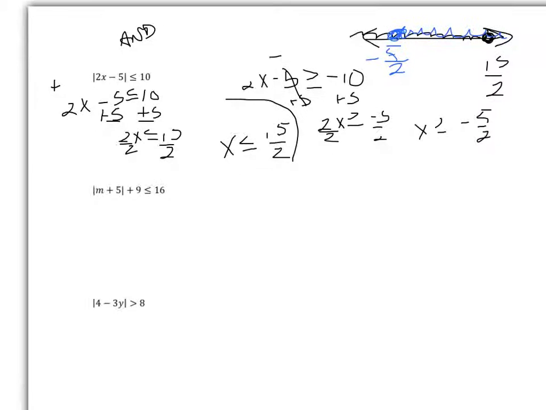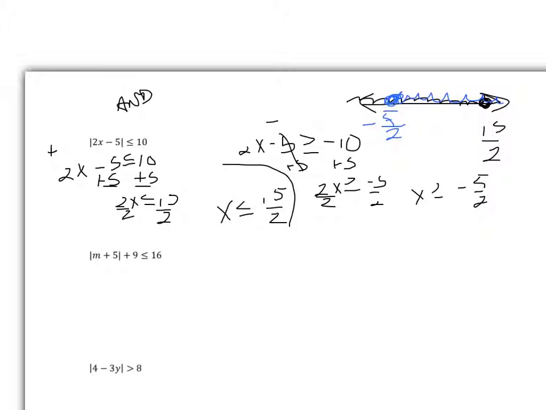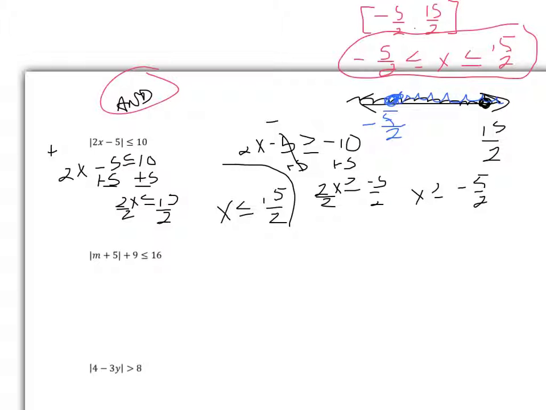So there's a couple different ways we could talk about this. We could use interval notation, that is, the interval from negative 5 halves to 15 halves. Or we can say negative 5 halves is less than or equal to x, which is less than or equal to 15 halves, because anytime we have an "and," we can always write that as a compound inequality. Okay? So that's that one.